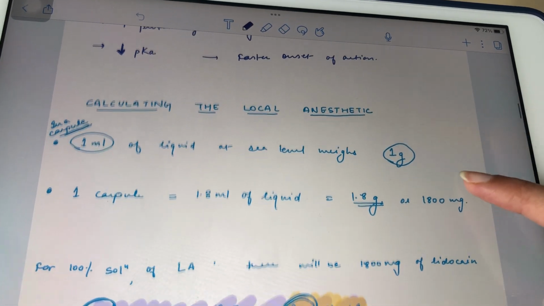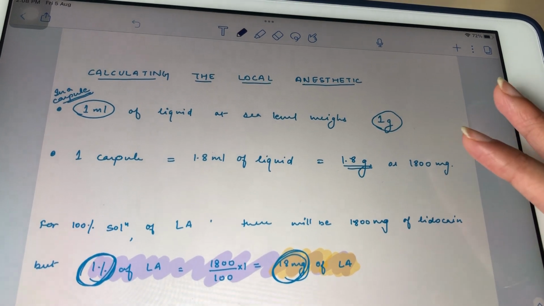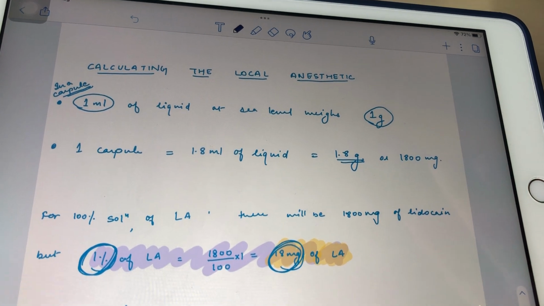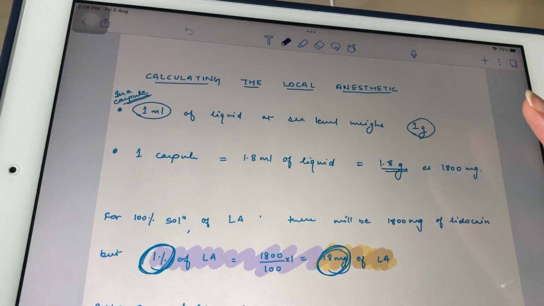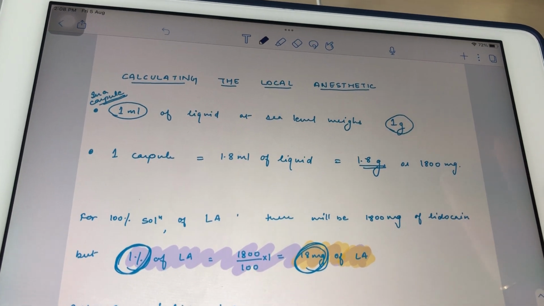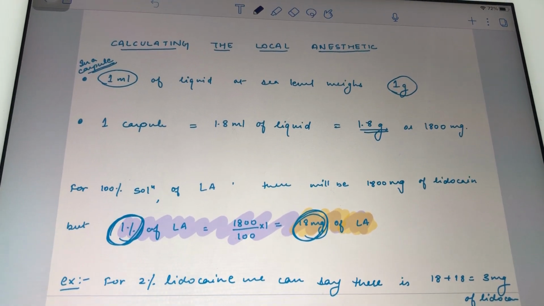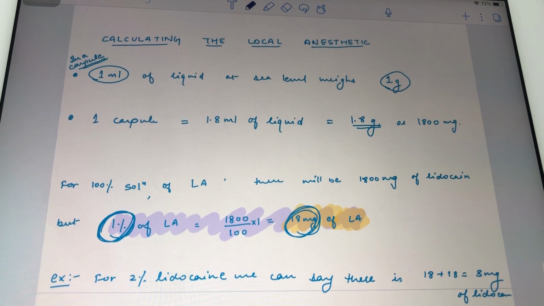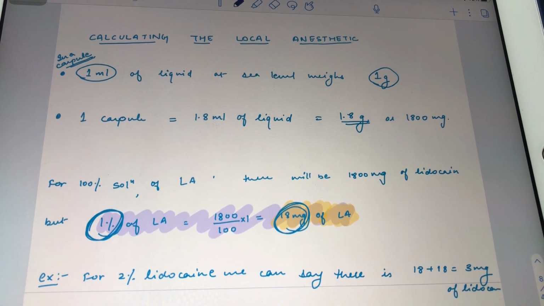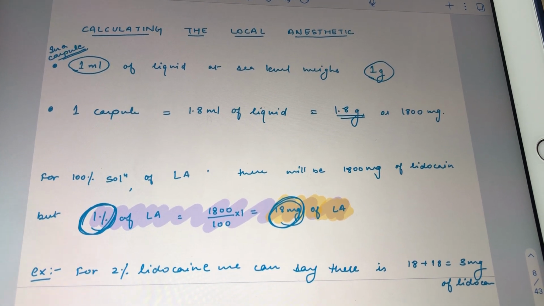Now comes the calculation of local anesthesia, and it is very important, because many times people get confused. Here are certain values which have to be remembered and some formulas which have to be applied to calculate the value. So the things to remember: 1 ml of liquid at sea level always weighs 1 gram. One carpule is equal to 1.8 ml of liquid.